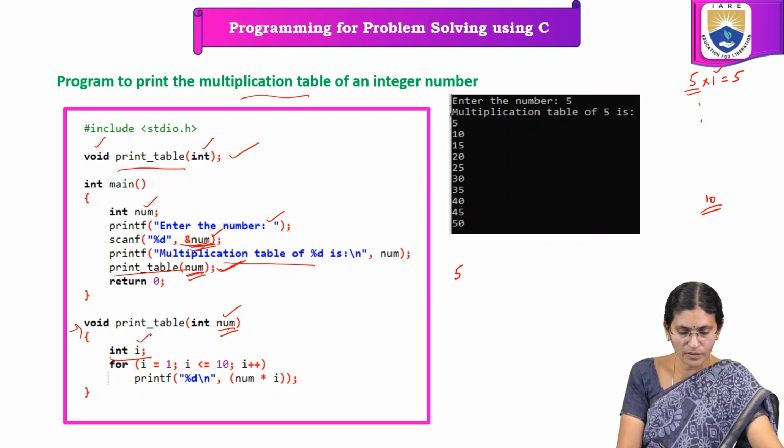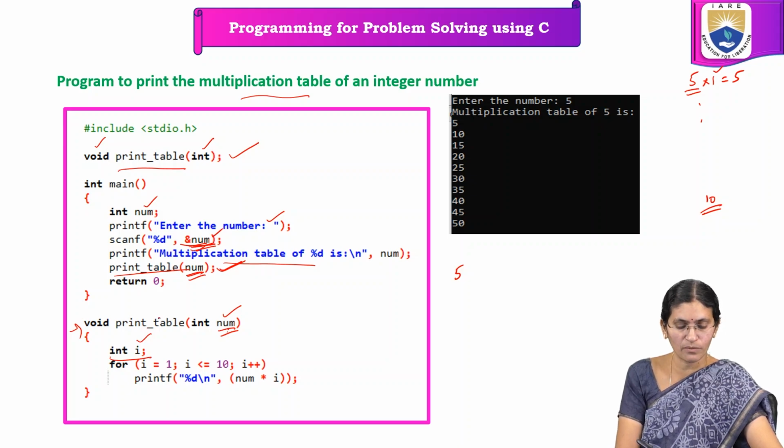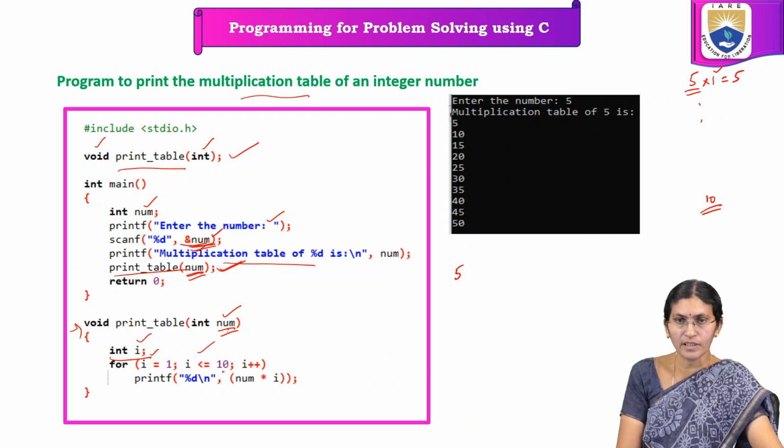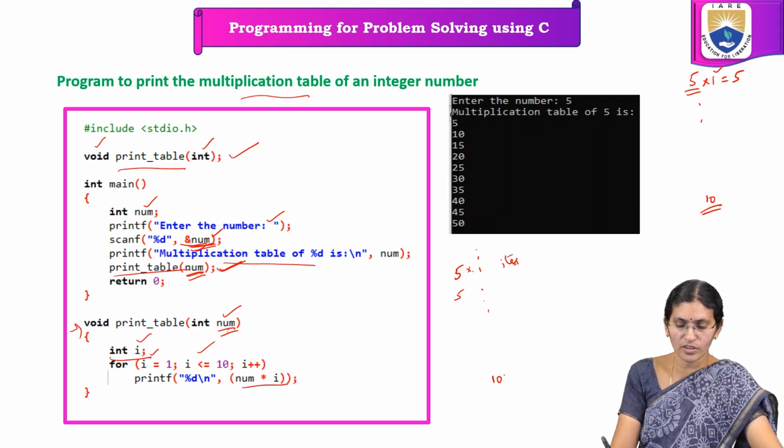So int i, one integer variable, that is a looping variable which we have taken. i is equal to 1 and this will repeat 10 times, i is equal to 1 and so on up to 10. Number is equal to 5. What we are printing is number into i value. In the first iteration, i value is equal to 1. Next iteration, i is equal to 2 and so on. In this way, the value printed will be 5, the next is 10, 15 and so on.